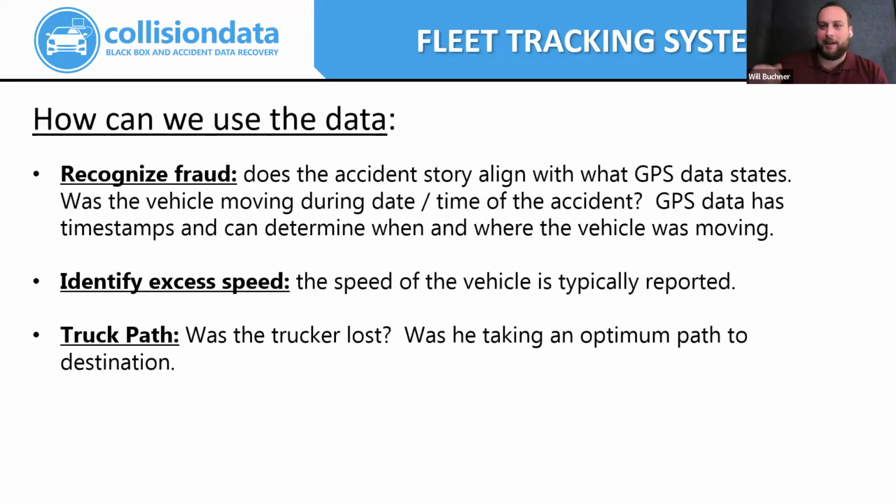So again, recognizing fraudulent statements and things: when did they pick up and start moving the vehicle? You can see if maybe they were breezing through stop signs, running down the road, and identify excess speed. And then you can also see the truck path. Do the trucker's statements align with where they said they were? Were they in the wrong area? Why were they going there?